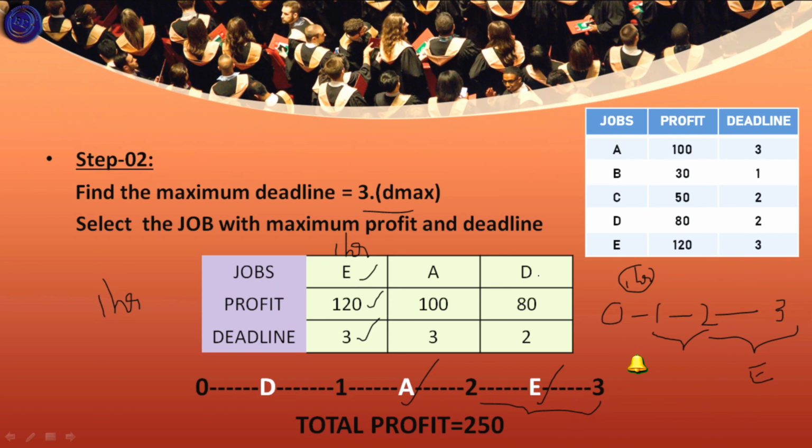After that I select D, which has the profit of 80 and a deadline of 2 hours. Between 0 and 1 I arrange D, because the time slot between 1 and 2 is already occupied. I think you understood it. I earn a total profit of 250, because compared to the remaining jobs, D, A and E will earn the maximum profit within the given deadline.